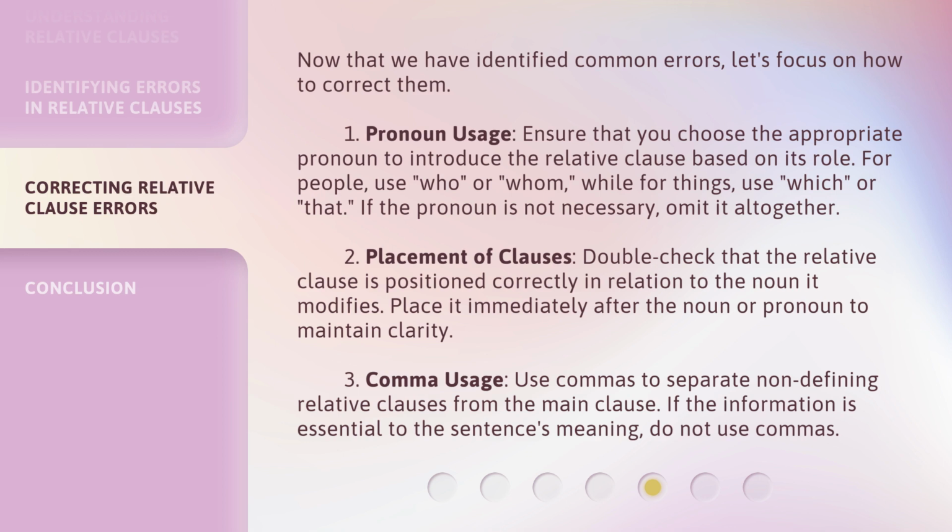2. Placement of clauses. Double-check that the relative clause is positioned correctly in relation to the noun it modifies. Place it immediately after the noun or pronoun to maintain clarity. 3. Comma usage. Use commas to separate non-defining relative clauses from the main clause. If the information is essential to the sentence's meaning, do not use commas.